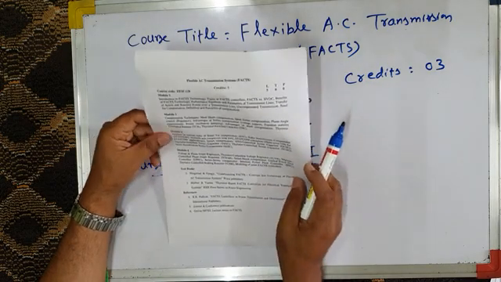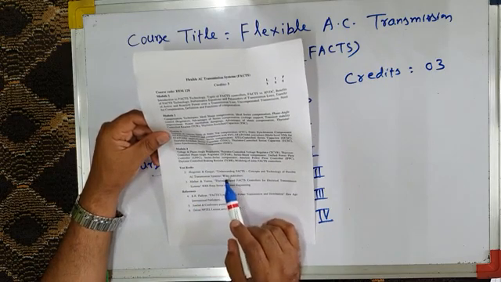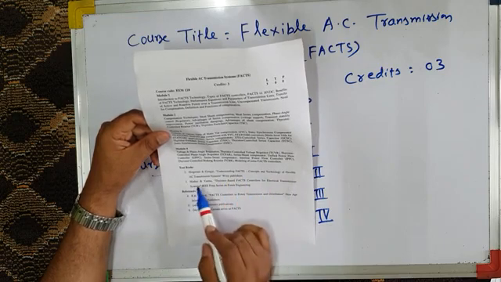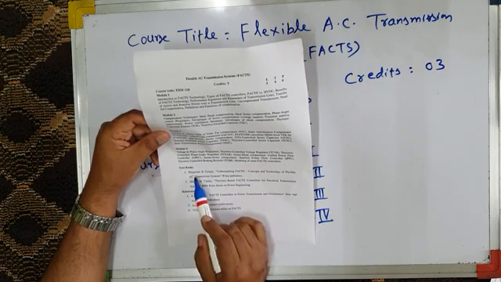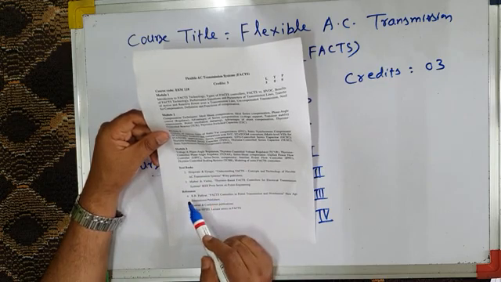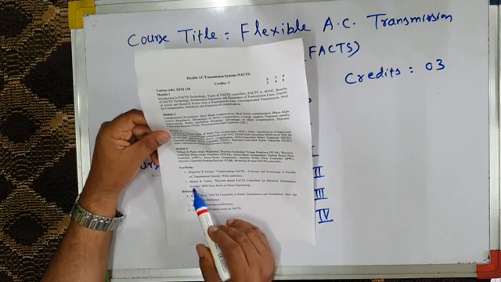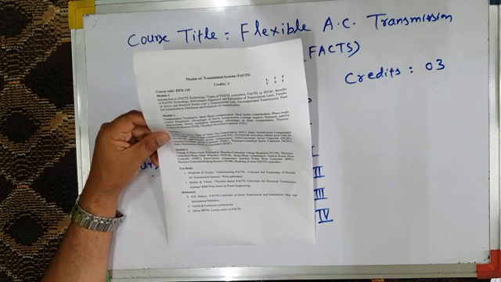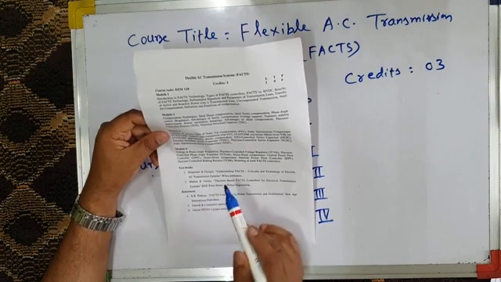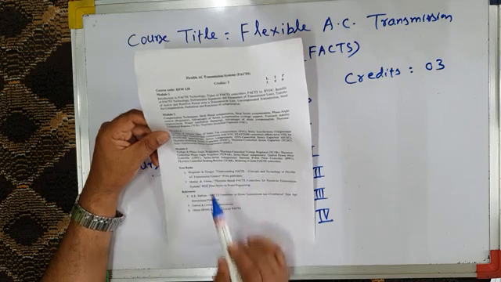The textbooks that I suggest you follow for this course are, there is one very good book, Understanding FACTS: Concepts and Technology of Flexible AC Transmission Systems by Hingorani and Gyugyi. Hingorani and Gyugyi are considered the pioneers of FACTS technology. Another book is Thyristor-based FACTS Controllers for Electrical Transmission Systems by Mathur and Verma. These are the two main textbooks which I recommend you follow for converter-based FACTS devices. Understanding FACTS by Hingorani and Gyugyi is a very good book.